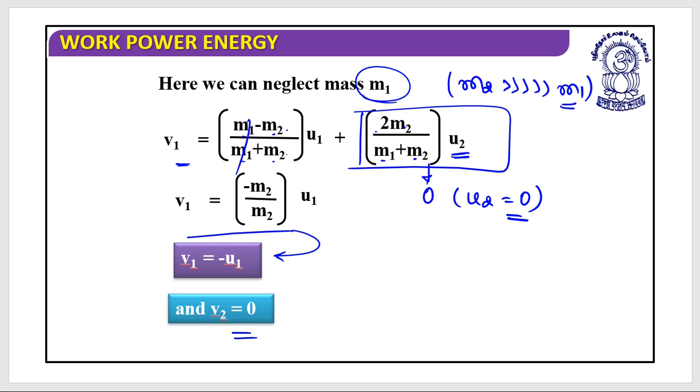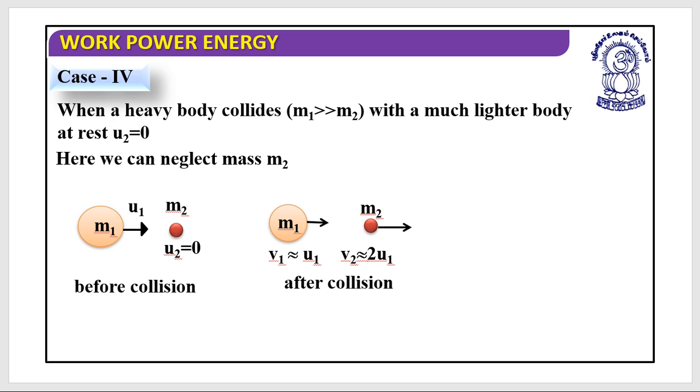Is it clear? Let's just see the next case as well. It is the same application, and then we will do questions based on this. It says that when a heavy body, which is m1 much greater than m2, collides with a much lighter body at rest. Now the lighter body is at rest. It is exactly the reverse situation, when that much heavier body is going to collide with the much lighter body, and the lighter body is initially at rest. That is, u2 equals 0.